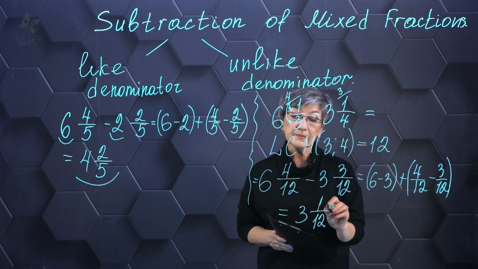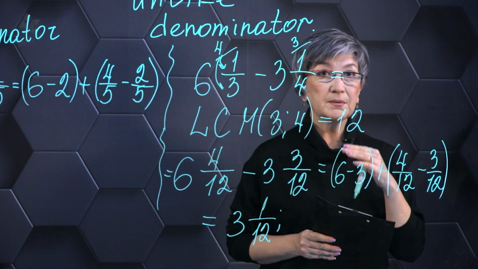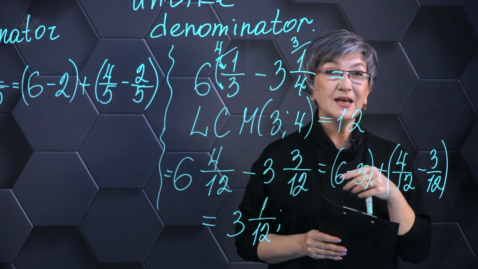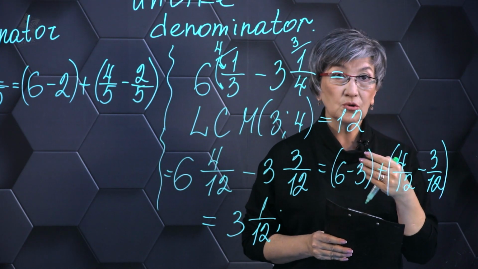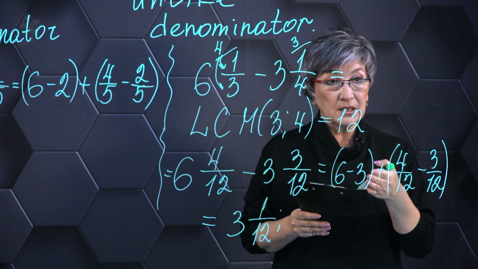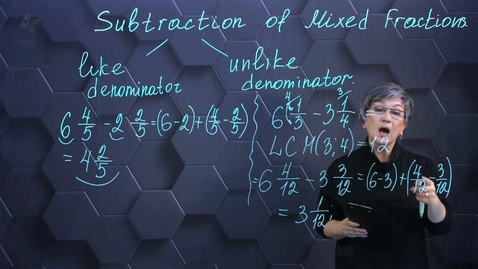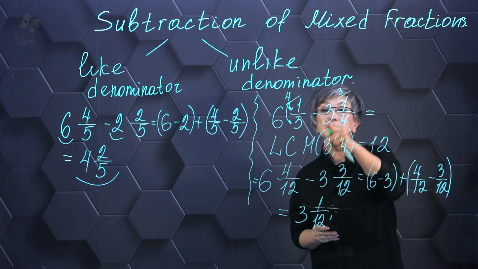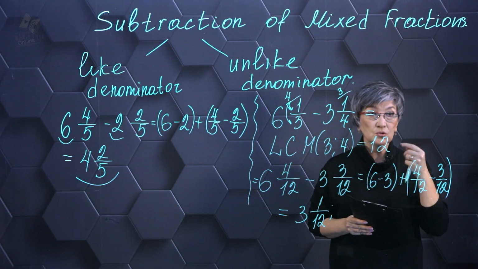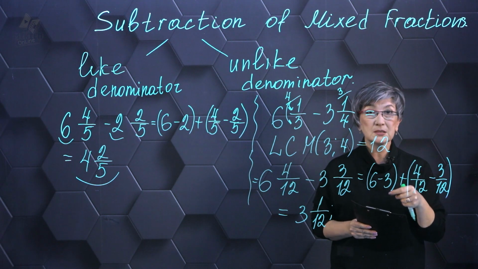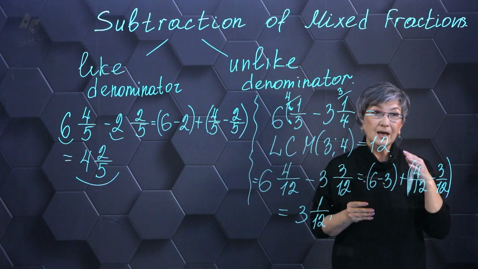So, to subtract mixed numbers, or as they are also called, mixed fractions, we subtract the whole part from the whole part, and we subtract the fractional part from the fractional part. And we know how to subtract fractional numbers. That is to bring them to the common denominator. This is the golden rule.